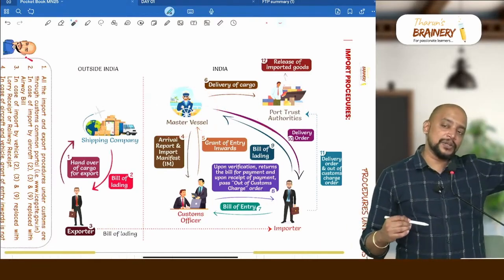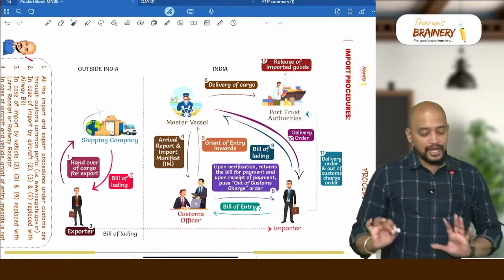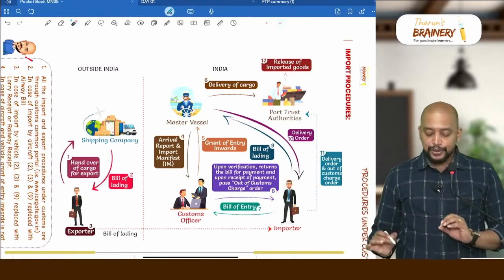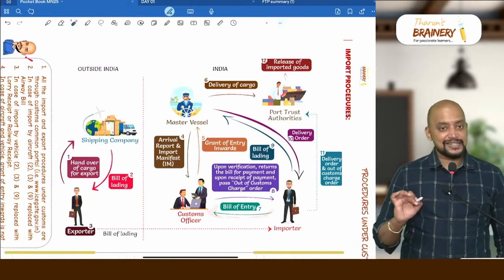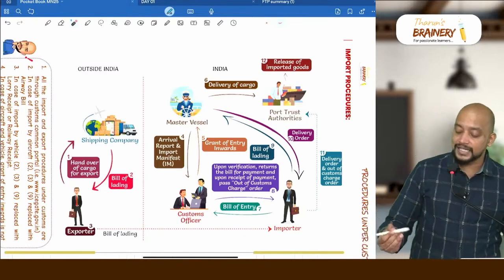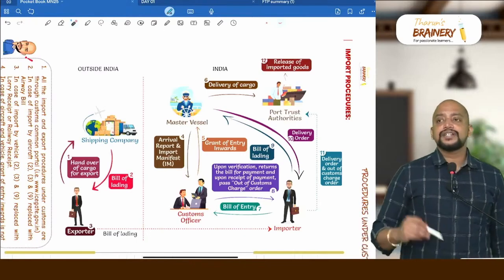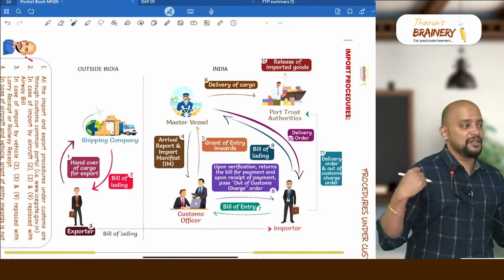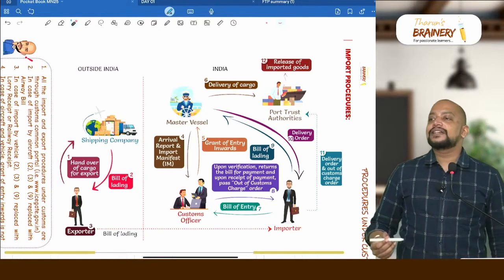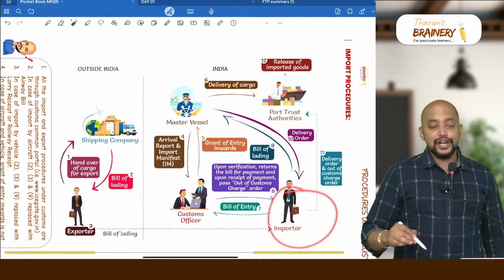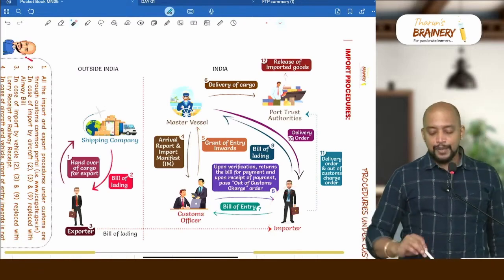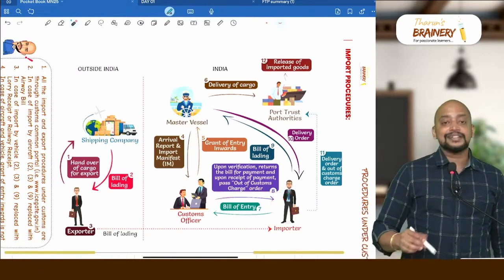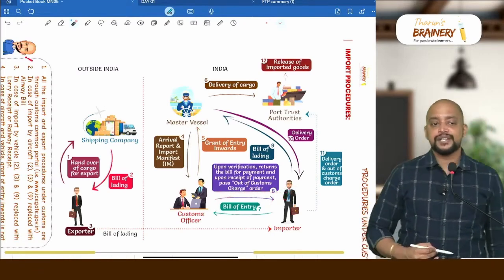He will prepare the ship for export, and now the importer will come into the picture. The importer will file a bill of entry with the customs officer, the bill of entry for home consumption, and the customs officer will verify and approve the bill of entry, meaning an acknowledgement will be generated. Once the acknowledgement is generated, the importer has to pay the customs duty. Only upon payment of customs duty, the customs officer will pass an out of customs charge order.